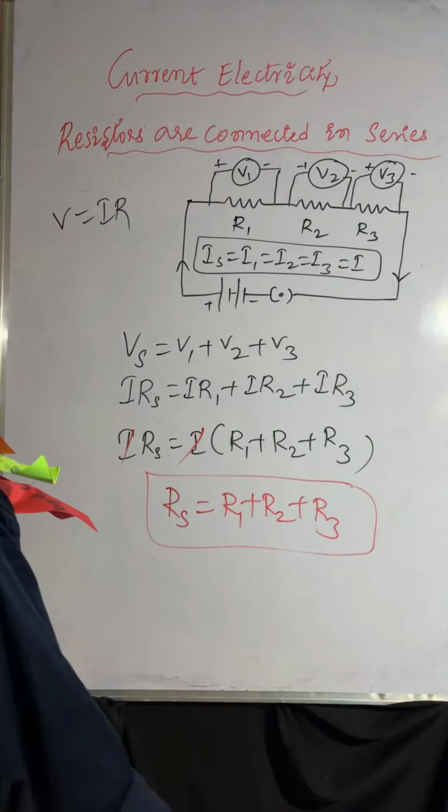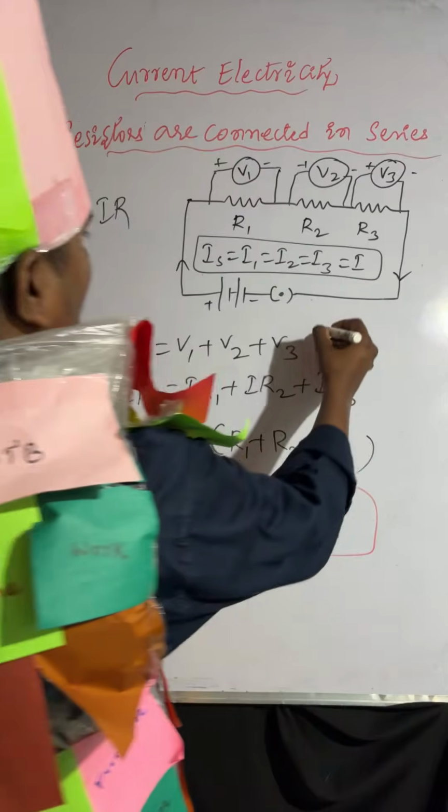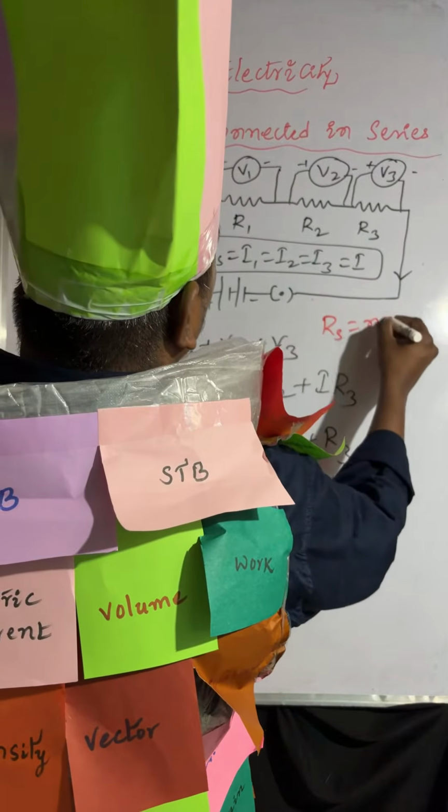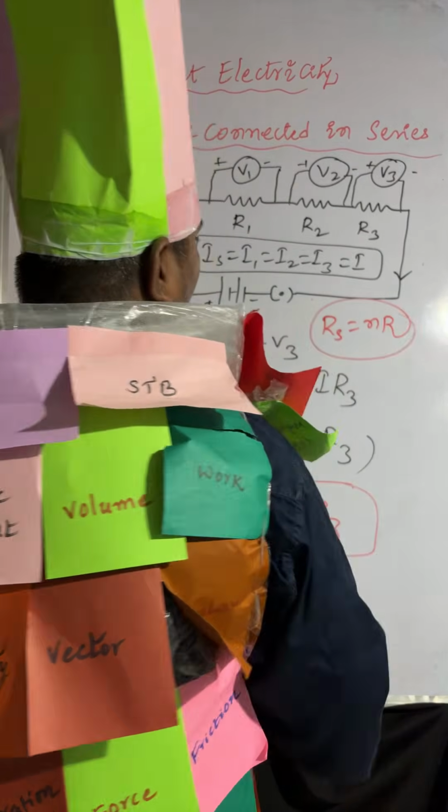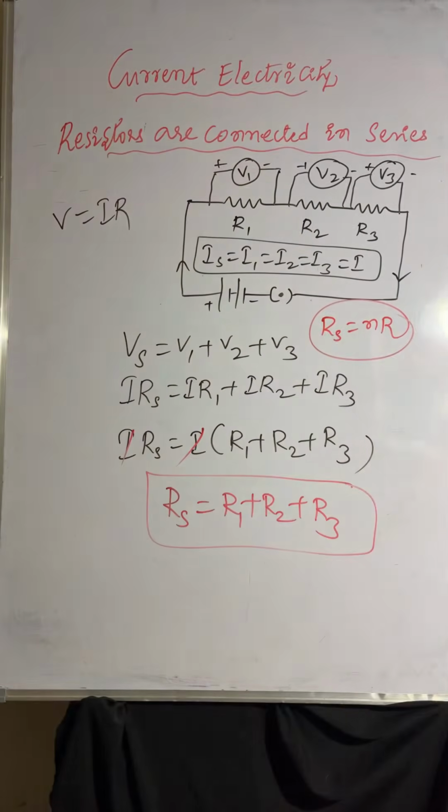If n number of resistors, each of resistance R, are connected in series combination, Rs equal to nR. I hope it is very clear. Understood or not?